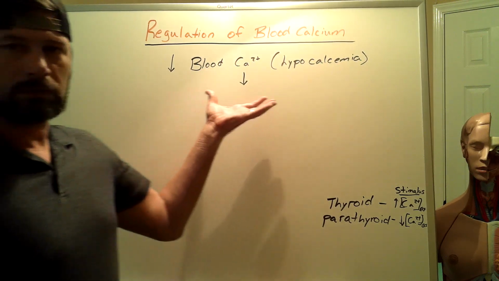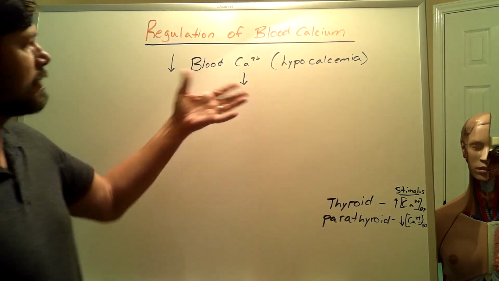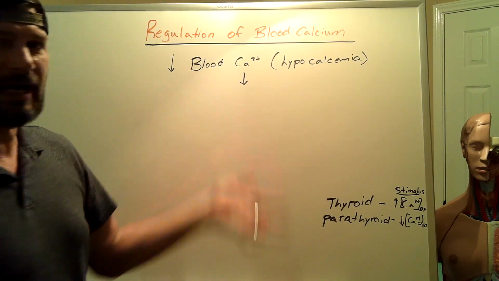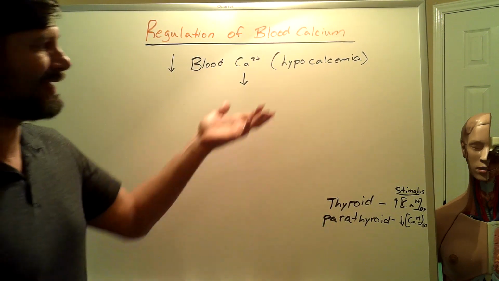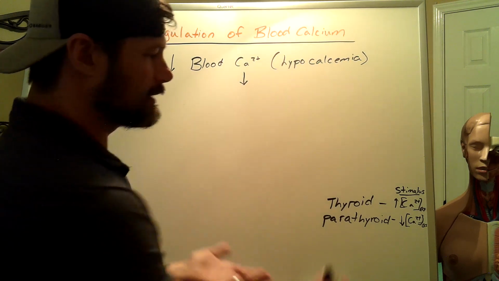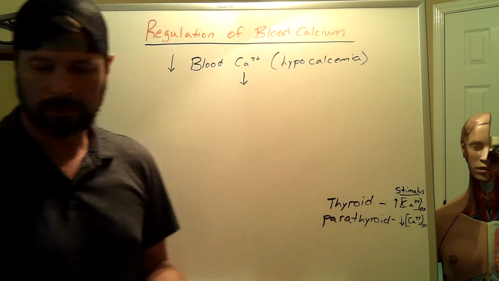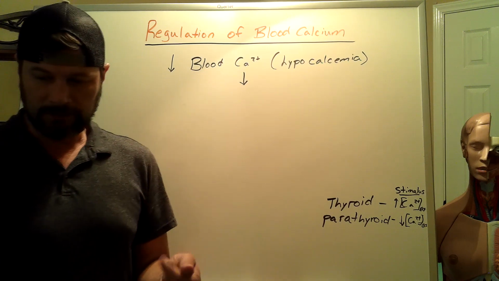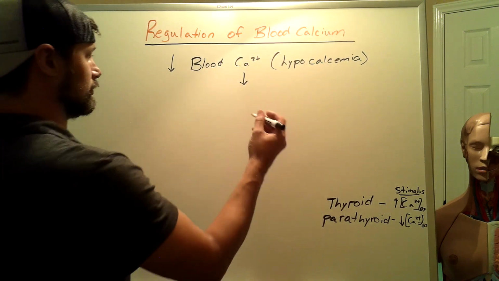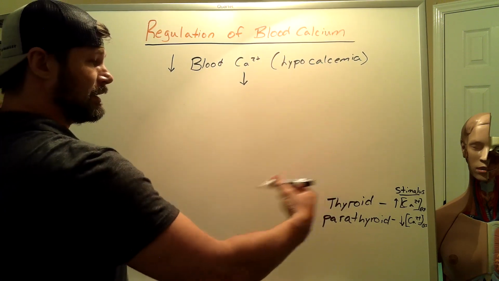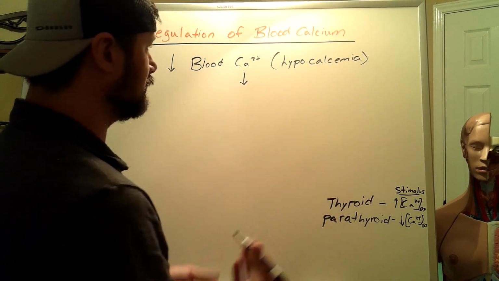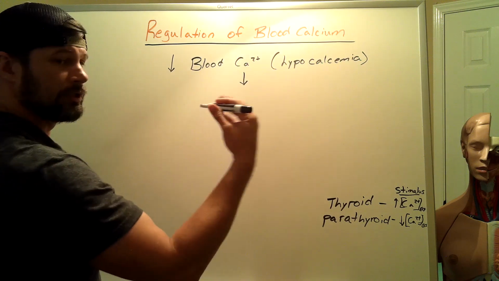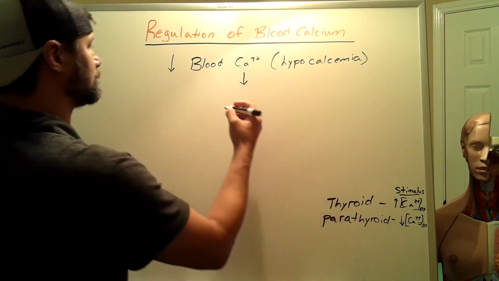So here we go. In this particular scenario up here, we have a decrease in blood calcium levels. We have hypocalcemia. So which of these two organs is going to be detecting the hypocalcemia? The answer is the parathyroid gland. The parathyroid gland is going to not only detect it, but it's going to be stimulated by this decrease in blood calcium levels to secrete a hormone.